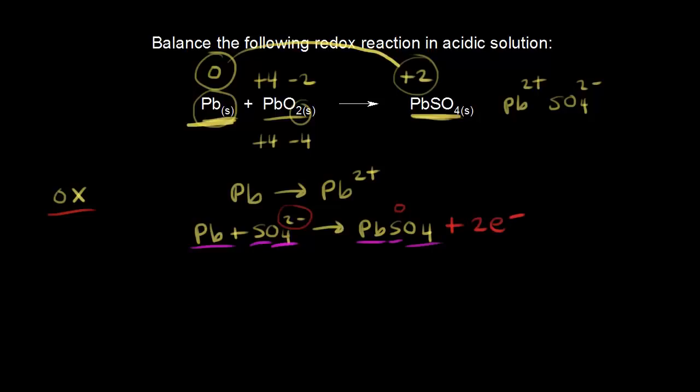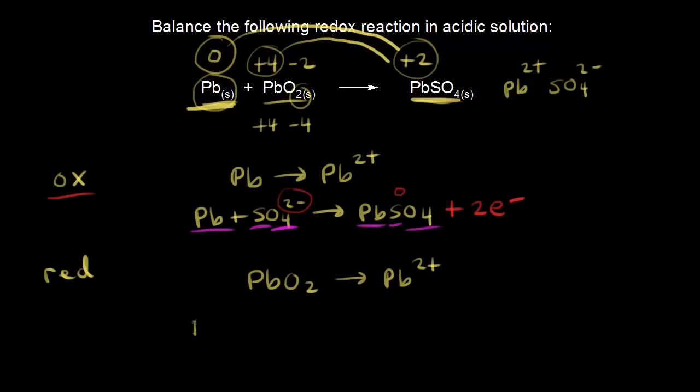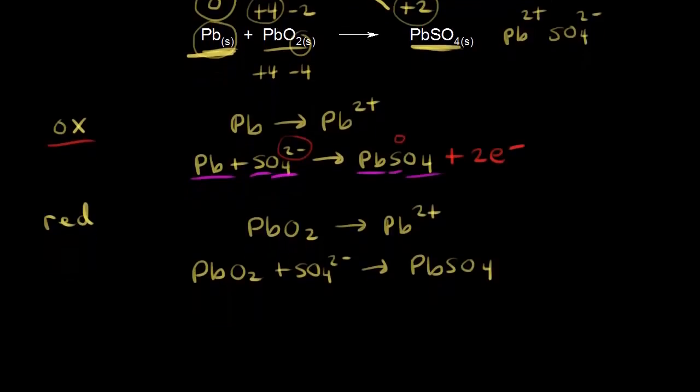Next, we want to do the reduction half reaction. So we need to write down our reduction half reaction. We can see that we're going from +4 to +2. That's a decrease in the oxidation state. So for our reduction half reaction, it would be PbO2 going to Pb2+. Once again, we need to add in our sulfate since that is present. So on the left side, we would have PbO2 plus SO4 2-, and then going to PbSO4 on the right.